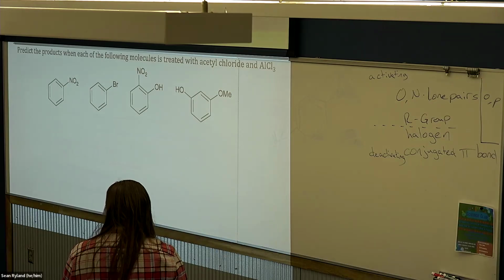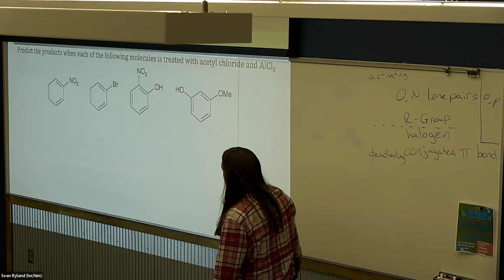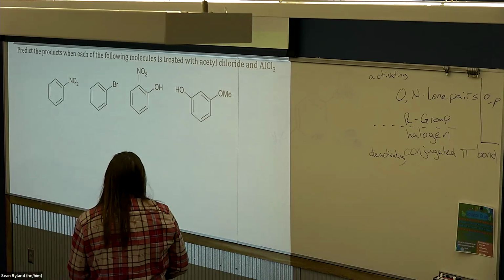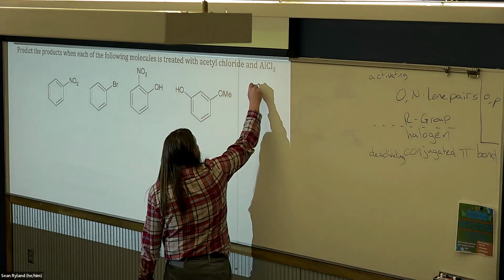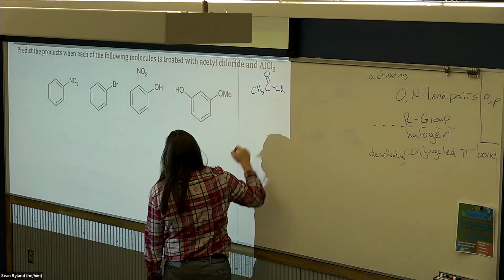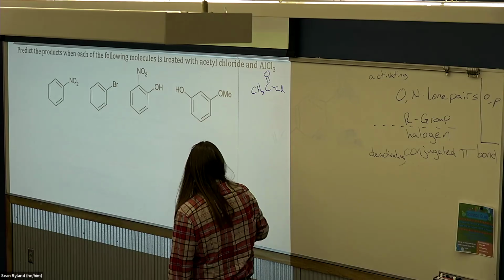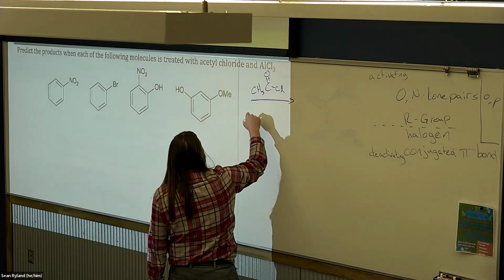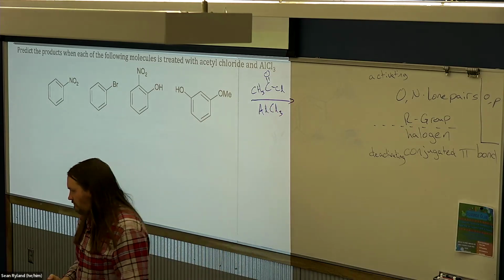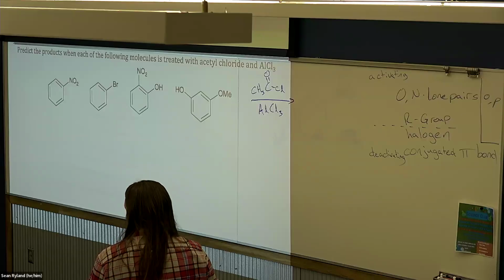So let's try it with our abbreviated table here. We're doing a Friedel-Crafts acylation. Acetyl chloride is CH3. It's acetic acid, but you pull off the OH and replace it with the Cl. So for each of these, the arrow would look like this.